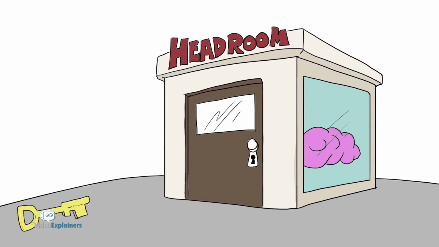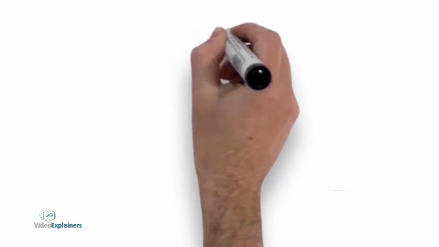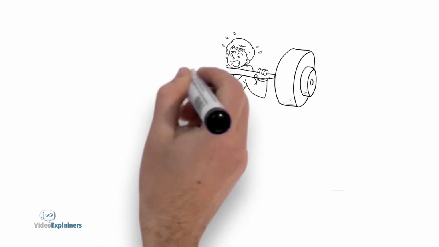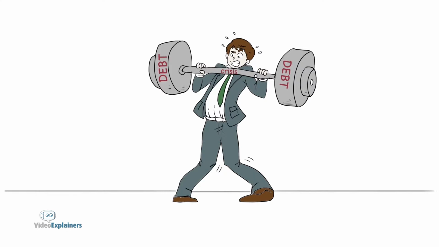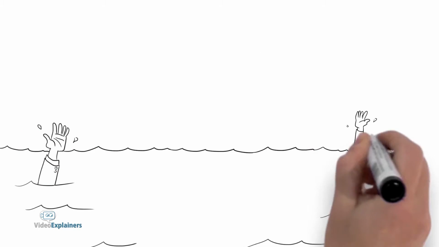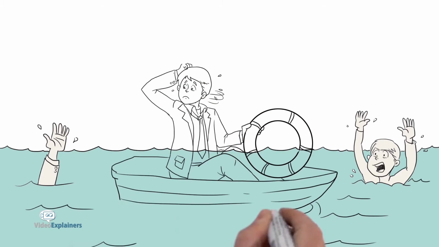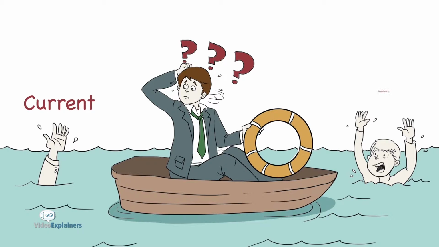The next key concept is headroom. This is the scope for a business to take on more debt if an opportunity or a need arises without breaching the maximum debt-to-equity level. Another way to think about it is the difference between the current debt-to-equity ratio and the maximum debt-to-equity ratio.